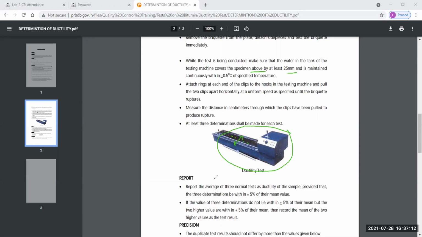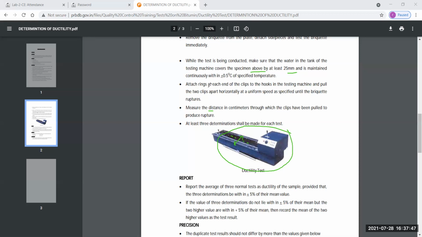So this is the report, and I'm also discussing this point that while the test is being conducted, make sure that the water in the tank of the testing machine covers the specimen above by at least 25 mm and is maintained continuously within plus minus 0.5 degrees Celsius of a specified temperature. Next, attach rings at each end of the clip to the hooks in the testing machine and pull the two clips apart horizontally at a uniform speed as specified until the briquette ruptures.